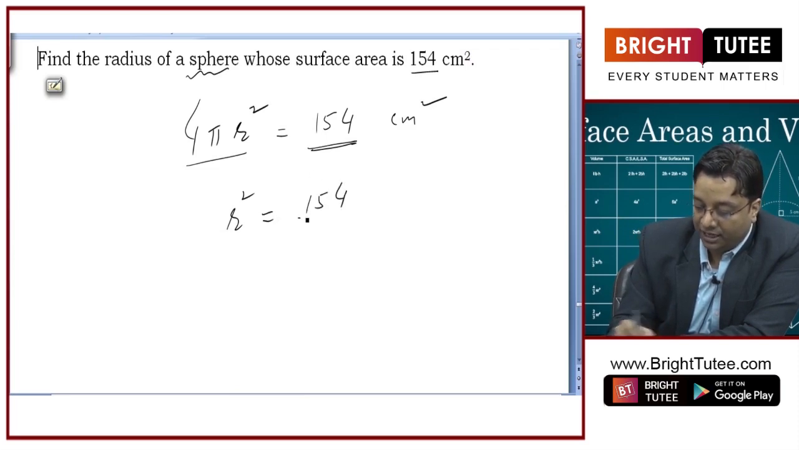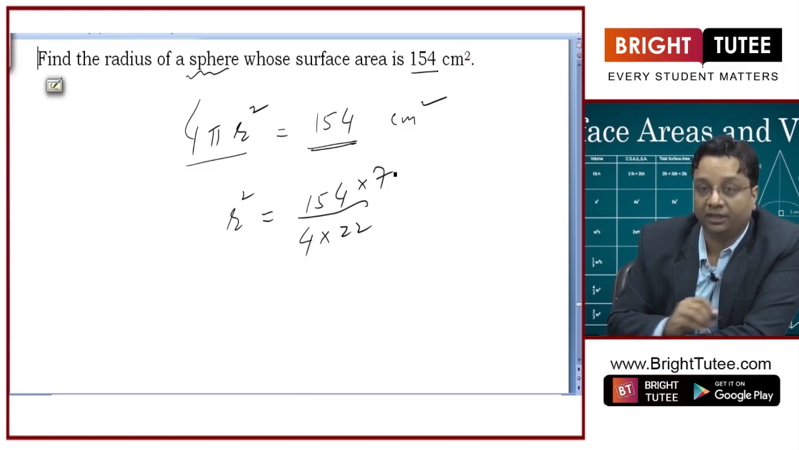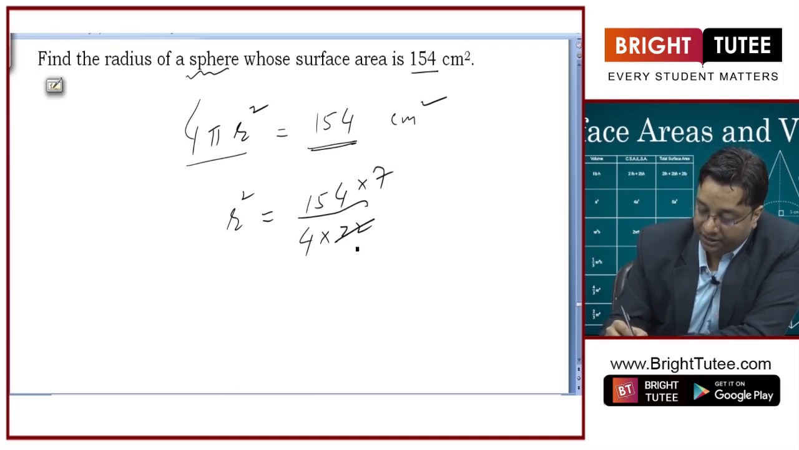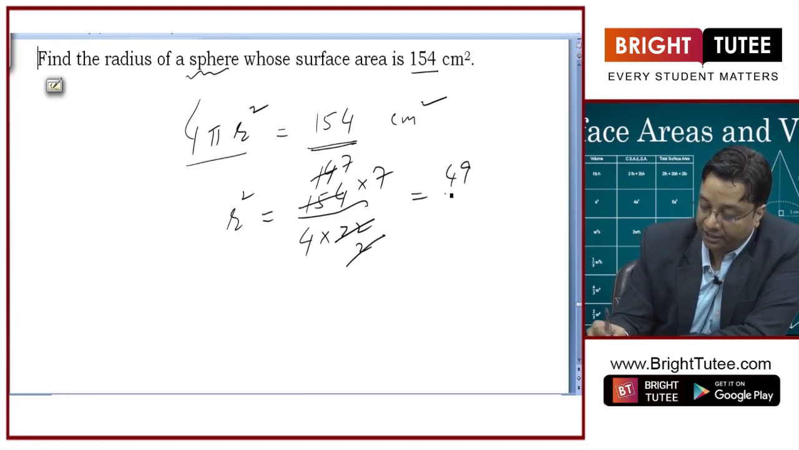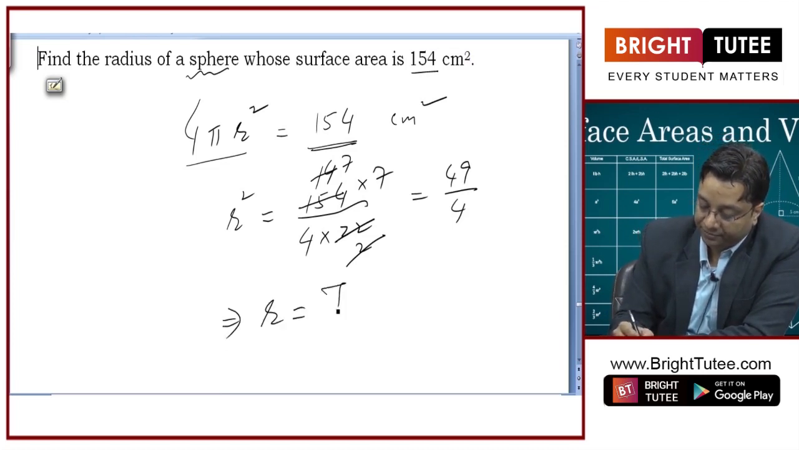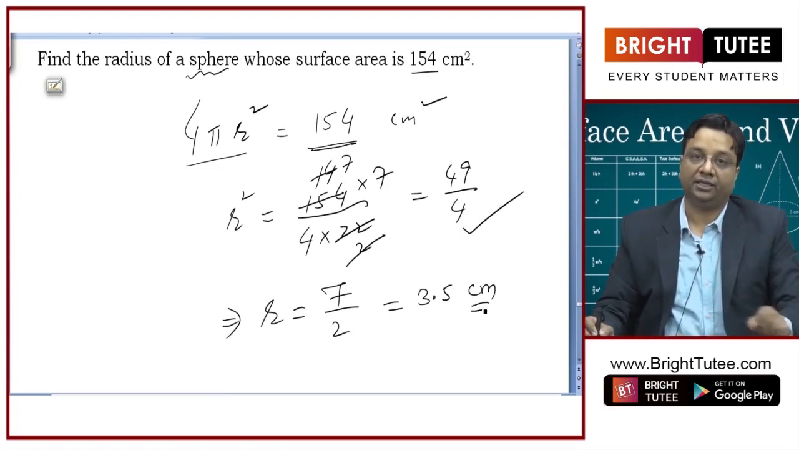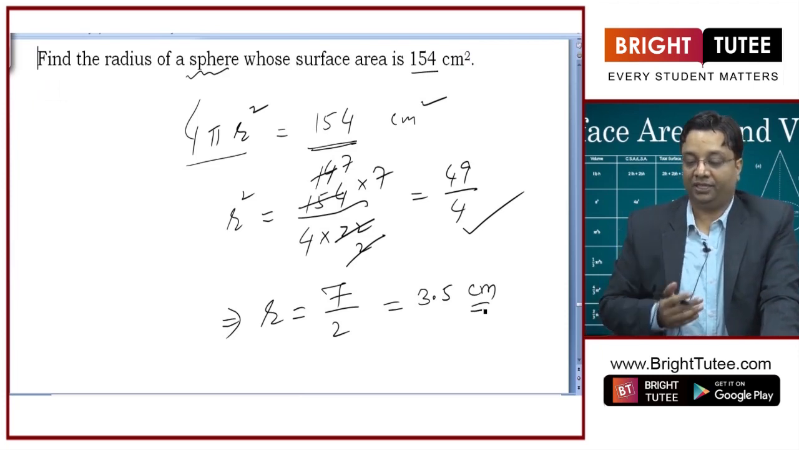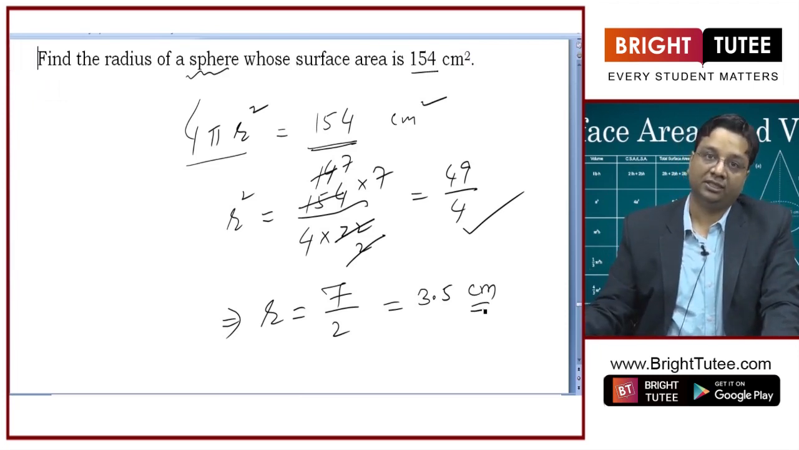So the answer for r square will be divided by 4, 22 here, 7 will go in the numerator, and this can be cancelled like this. 11 2s are 22, 11 1s are 11, 11 4s are 44. So this will give you 7, 49 by 4. Hence the radius will be square root of this, 7 by 2, that is 3.5 centimeter, right. So this is the radius of a sphere with surface area 154 centimeter square.